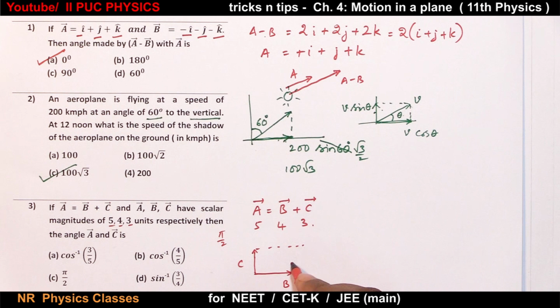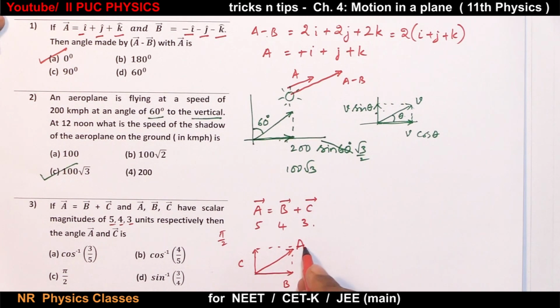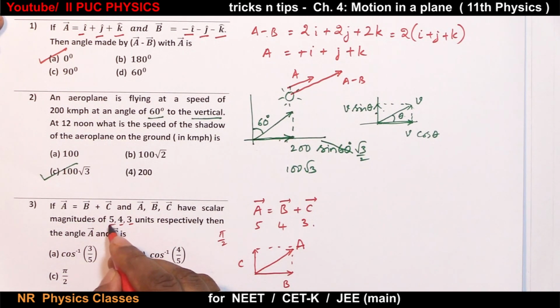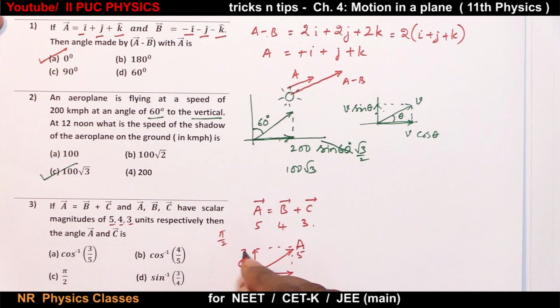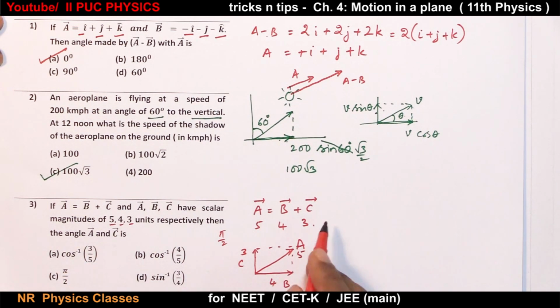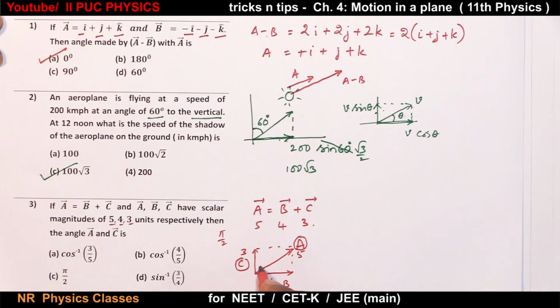Complete the parallelogram. Draw the diagonal. The diagonal is the sum of these two, B plus C equal to A. So the hypotenuse is 5, this is 5, this is 4, and this is 3. The angle between A and C means this angle. And observe the options: cos inverse pi by 2, it cannot be pi by 2. Ruled out. Sin inverse of 3 by 4.